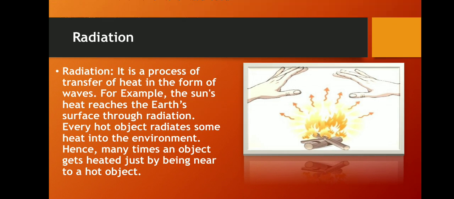Radiation is the third mode of transfer of heat. It is a process of transfer of heat in the form of waves. For example, the sun's heat reaches the earth's surface through radiation. Every hot object radiates some heat into the environment. Hence, many times an object gets heated just by being near a hot object.